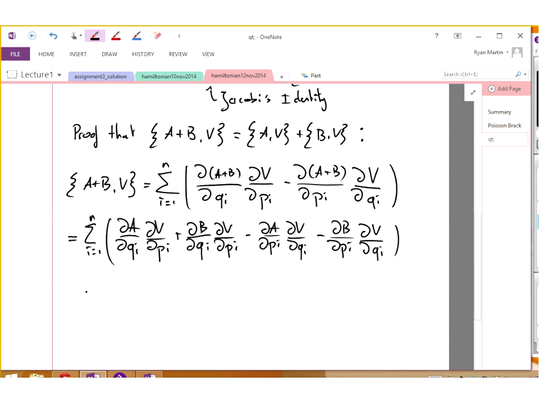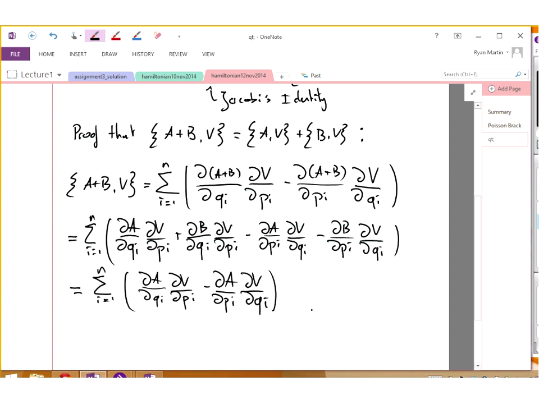Okay, and now you can see that this is going to work. So I'm going to group the A's and the B's together, right? So the sum i equals 1 to n. First I have ∂A/∂Qi ∂V/∂Pi, minus ∂A/∂Pi ∂V/∂Qi. I'm just rewriting the same terms in a different order.